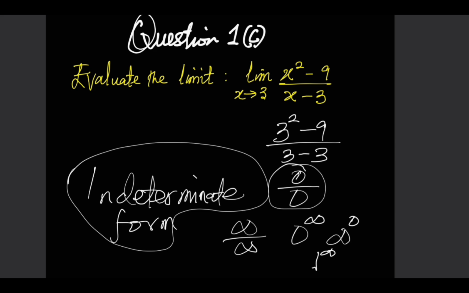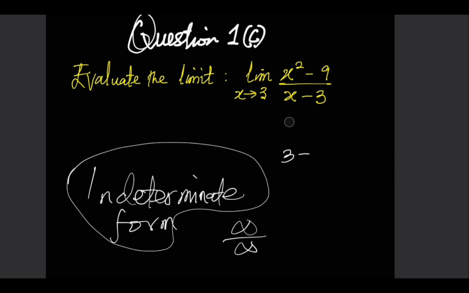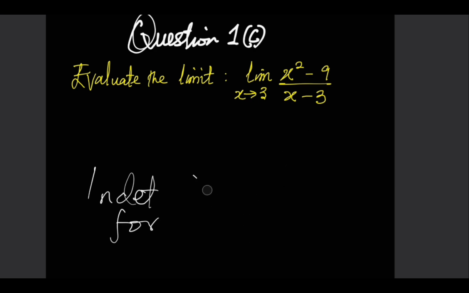What is the meaning of this indeterminate form? I said there are many types of indeterminate form. Indeterminate means meaningless. It means when you have 0 over 0, it doesn't make any sense mathematically. You can check on your calculator, just type 0 over 0 and tell me what you have as your answer. You see that it makes no sense.